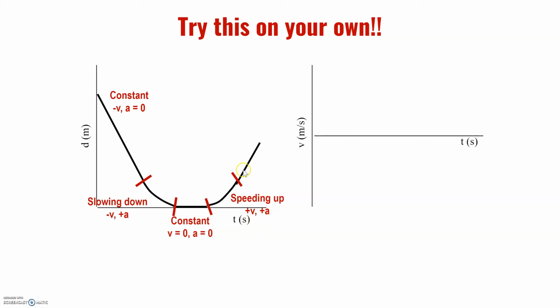And then finally, there's a straight horizontal segment here in the positive direction. It's a straight line, which tells me it's a constant velocity.